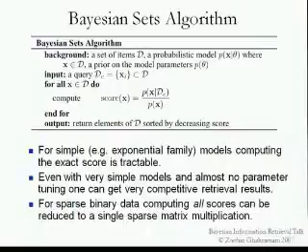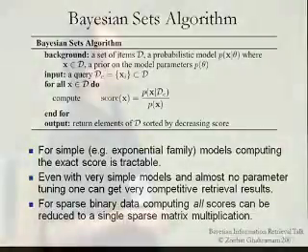The algorithm is the following. Your background is you have a set of items D. You have some probabilistic model. You have a prior on the model parameters. And then your input is some subset of the universe of items, so that's D sub C. And then for every item in the universe of items, you compute the score. And then you return the elements of the universe sorted by decreasing score. So it's not really an algorithm. It's a very trivial algorithm.